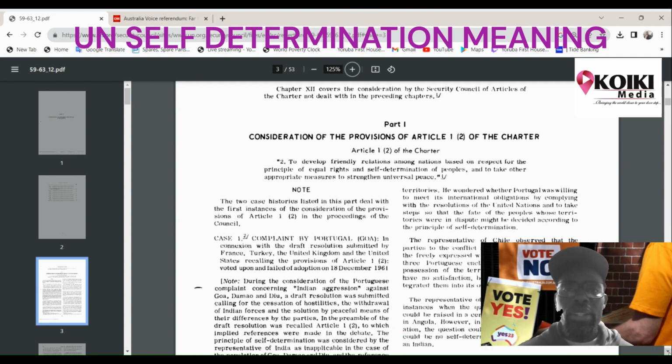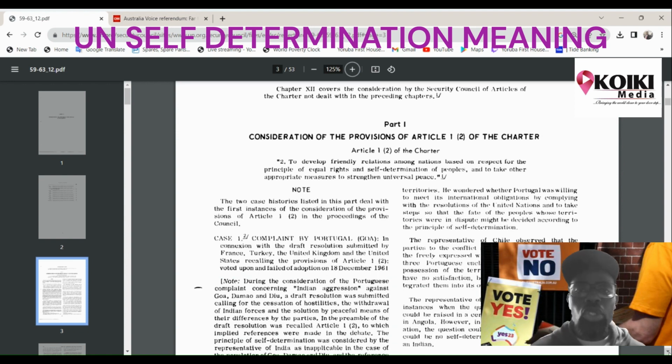This was with the draft resolution submitted by France, Turkey, the United Kingdom, and the United States, reviewing the provisions of Article 1, 2, voted upon and failed of adoption on the 18th of December 1961. That was 1 year after tí Nigeria gba independence.